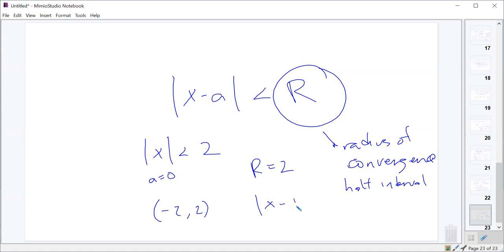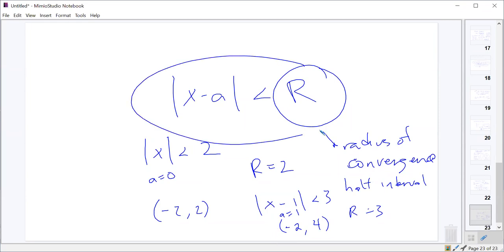If I had something like absolute value of x minus 1 is less than 3, then I would know that r is equal to 3. And I would need to center myself here at 1. So if I'm saying I'm at a equals 1, then that would put me at a 4 here, right? And then a -2 here, 3 units to the right of 1 and 3 units to the left of 1. Does that make sense?